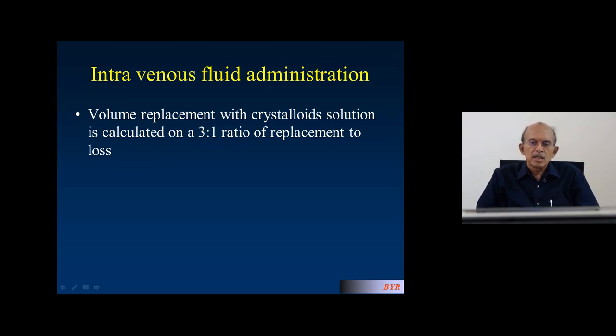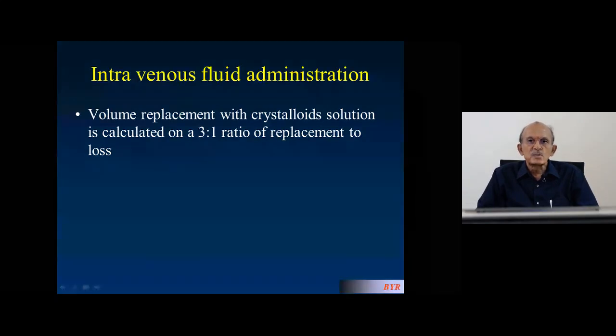Draw blood and keep it aside for basic tests like hemoglobin percentage, blood grouping and cross matching, then electrolyte estimation, hematocrit estimation, acid base disturbance. So those should be checked. You keep it aside and send it to the laboratory. And then you connect a fluid. If you are choosing a crystalloid solution, you must run the fluid.